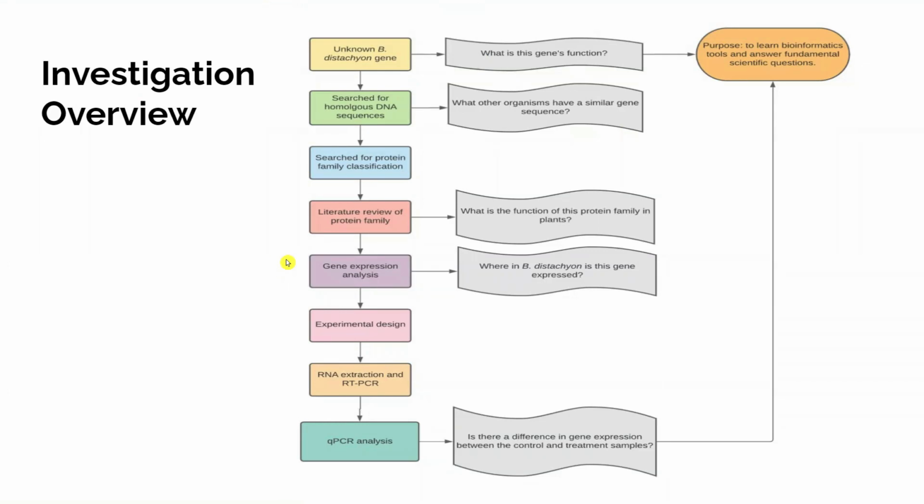Next, we looked at gene expression results from various tissue locations within Brachypodium. Next, using this preliminary data, we designed an experiment involving caffeine to inhibit growth, and we analyzed differences in gene expression through RNA extraction, RT-PCR, quantitative PCR, and then compared our results to learn more about our gene.